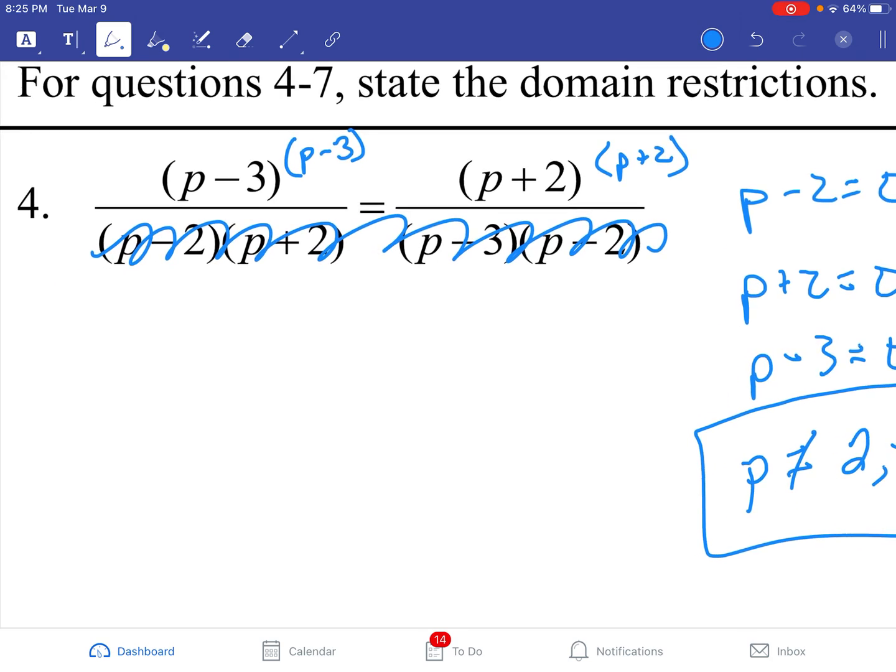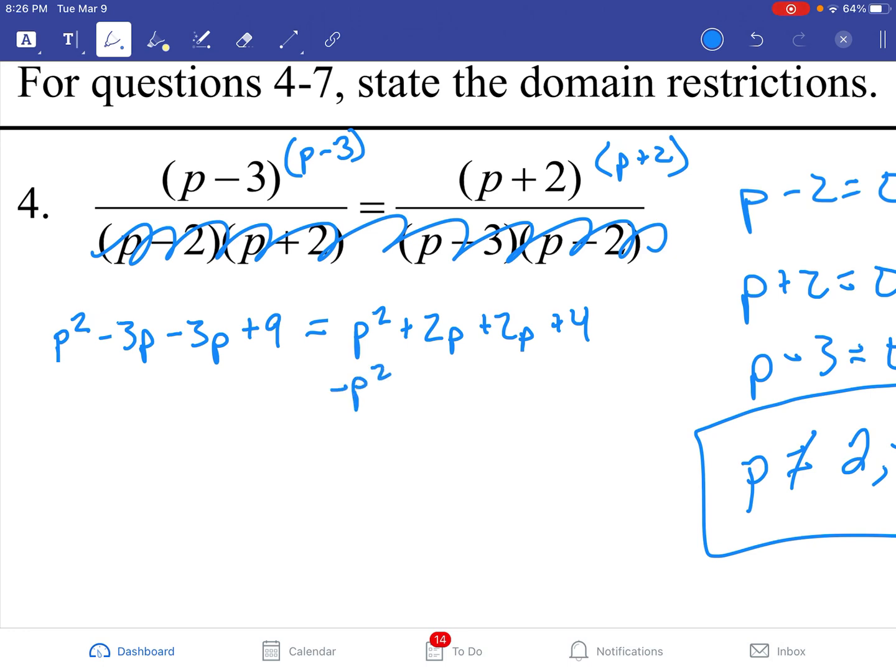We have to multiply along the top with our numerators. So p minus 3 times p minus 3 is going to be p squared minus 3p minus 3p plus 9, equals p plus 2 times p plus 2, which is p squared plus 2p plus 2p plus 4. Now we're going to combine all of our like terms. This might look like it's going to be a quadratic because there's a p squared, but when you subtract the p squared from right to left, it's going to cancel out, which means we're going to have a linear equation.